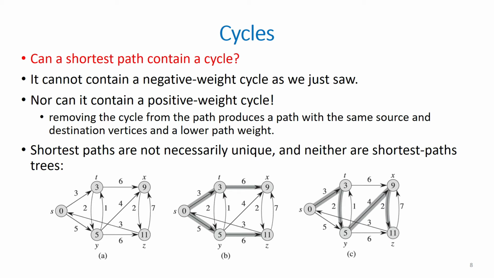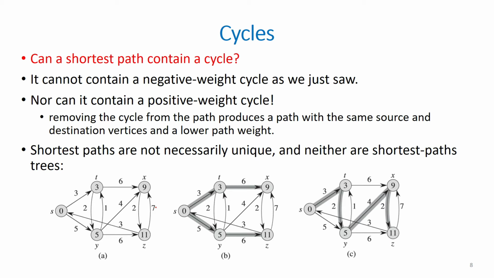Keep in mind that the shortest path from any source to any other vertex would not necessarily be unique in a graph. So there could be more than one shortest path from source node S to any other vertex in the graph as shown in this example.